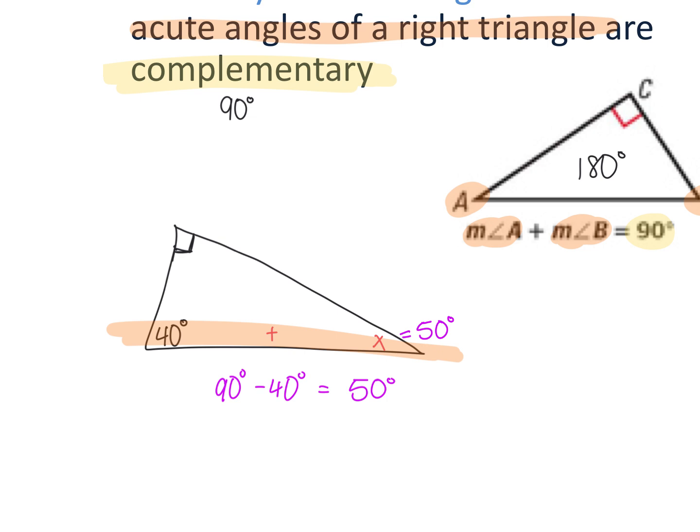I just have to take that 40 degrees, subtract it from 90 degrees, and that's going to give me my remaining x. So understand that when you see a right triangle, the two acute angles are going to add to 90. Keep in mind, they have to be acute. If you're adding them or subtracting them and you get something that's not acute, you did it incorrectly, so you need to go back.